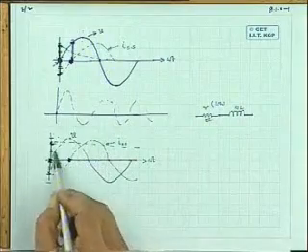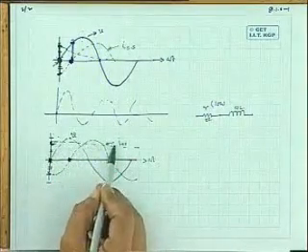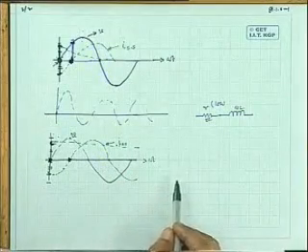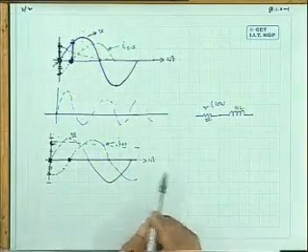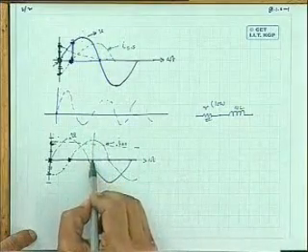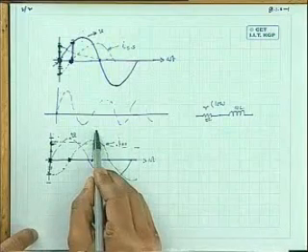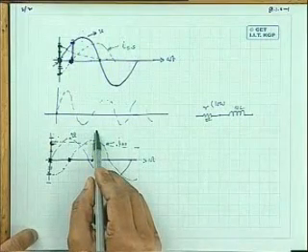So, in the circuit, what will be the total current? Point by point addition of this current and this current will be the total response of the current in the circuit. Now, note these instants. What will be the total current in the circuit? Practically twice I max.